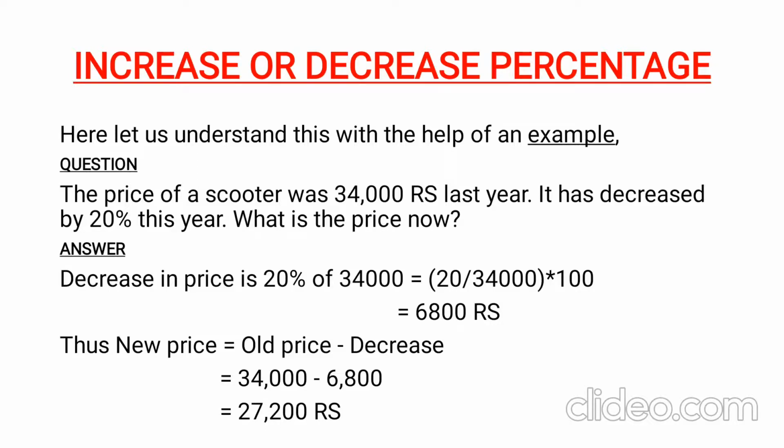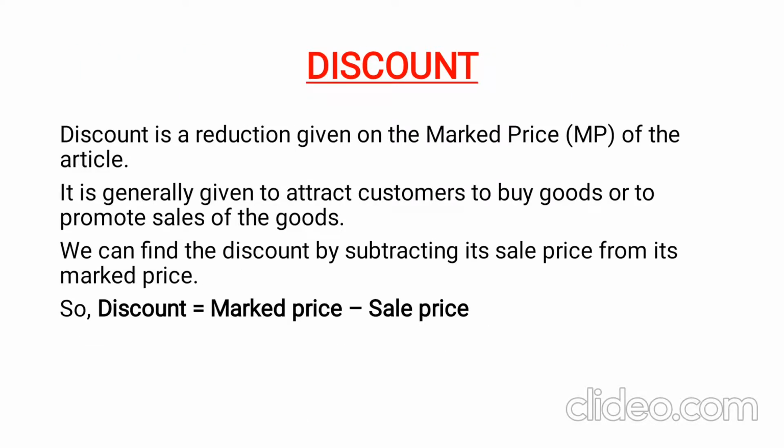Now let us learn about discount. Discount is the reduction given on the marked price of an article. It is generally given to attract customers to buy goods or to promote sales of the goods. We can find the discount by subtracting the sale price from the marked price. So, discount is equal to marked price minus sale price.